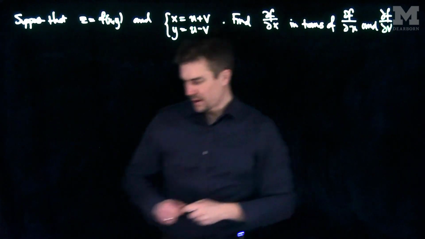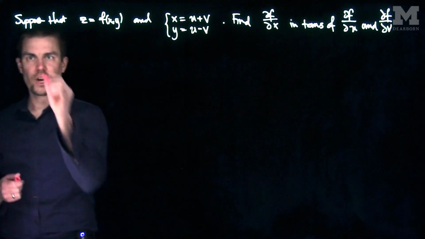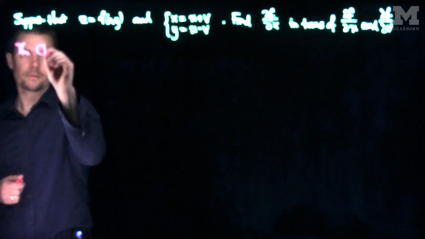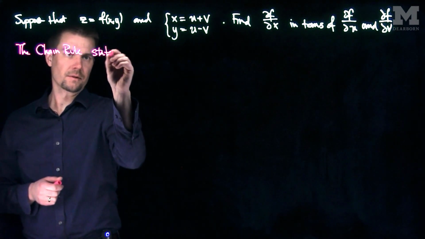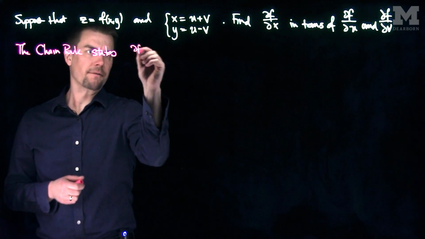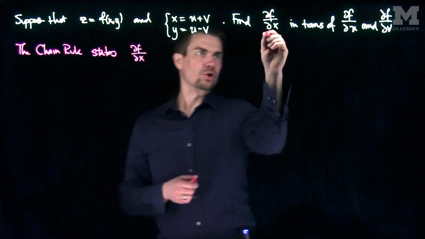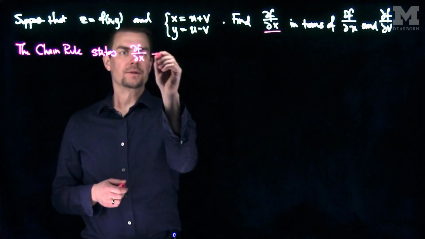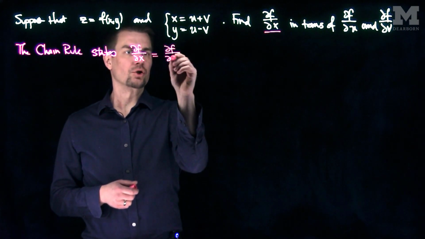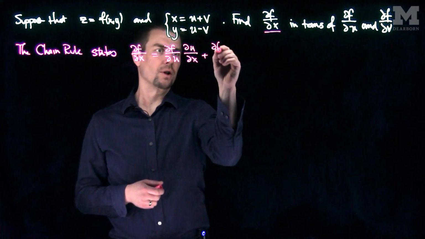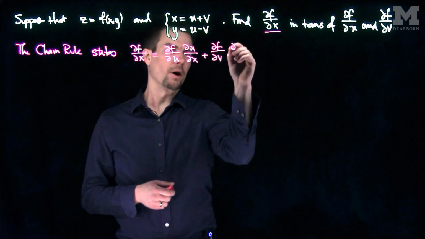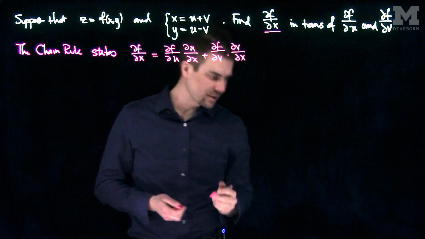Well, we know how we would do this. We would just use the chain rule. So the chain rule states that partial f partial x, which is what we're trying to find, is partial f partial u partial u partial x plus partial f partial v partial v partial x.